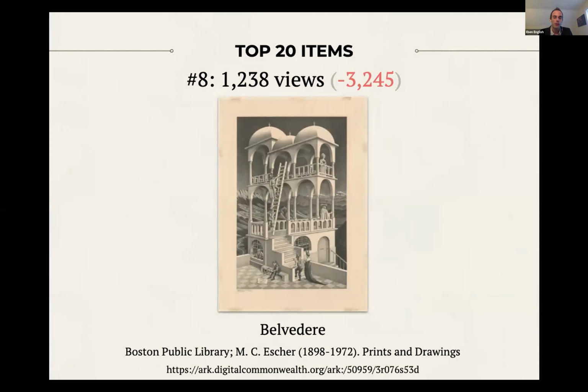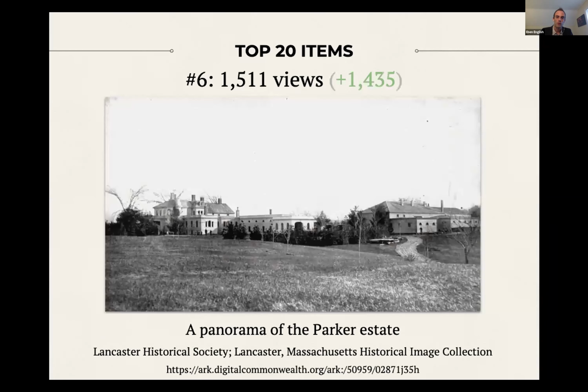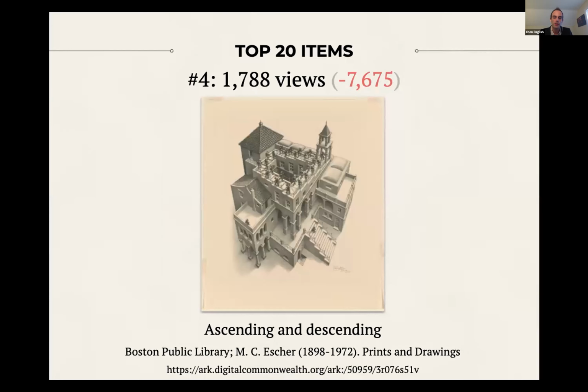Number 8, Belvedere from the Escher collection. Number 7, Central Square Station from the Cambridge Photomorgue collection. Number 6, Panorama of the Parker Estate from the Lancaster, Massachusetts Historical Image Collection. Number 5 is Ant from Escher again. And number 4, Ascending and Descending from the Escher collection.